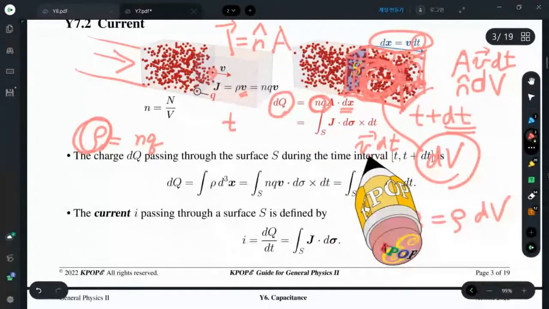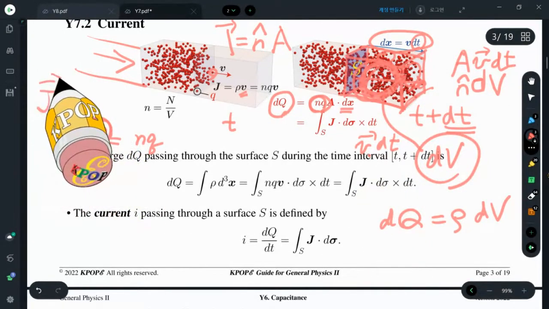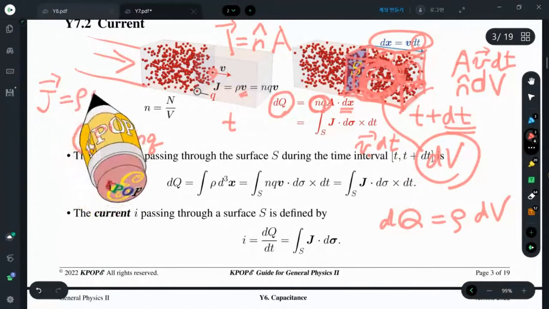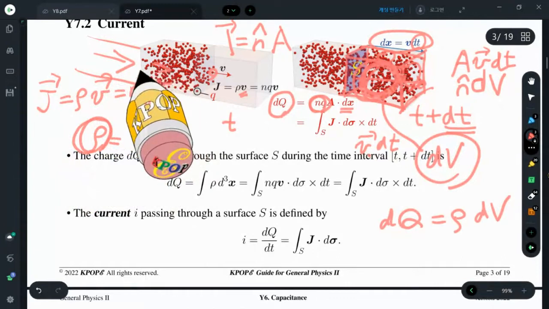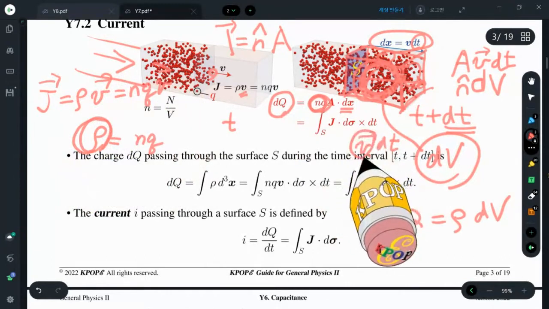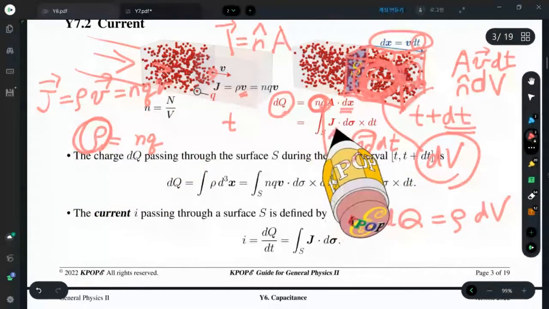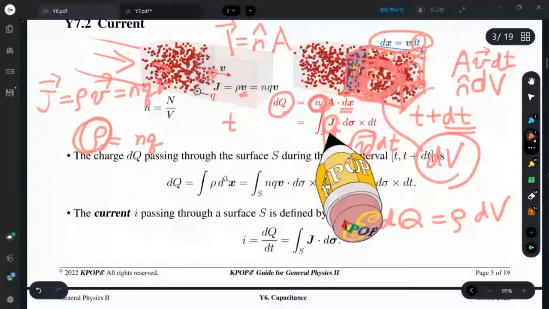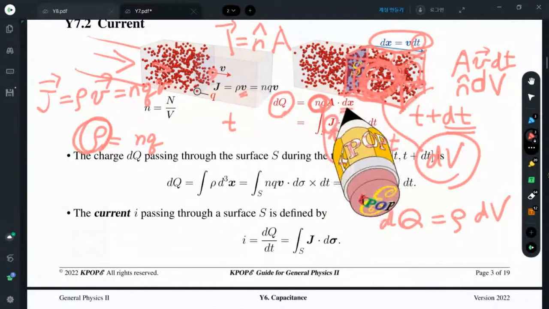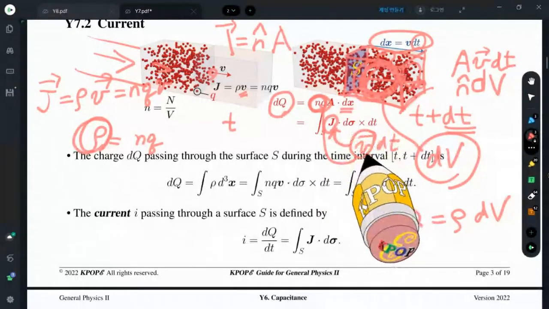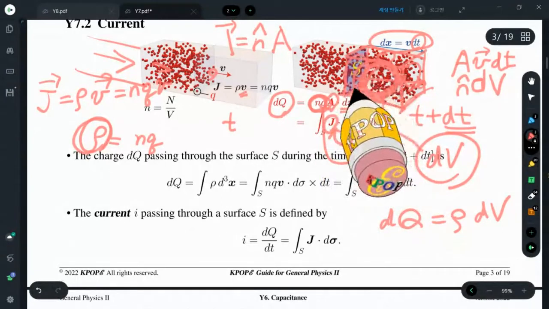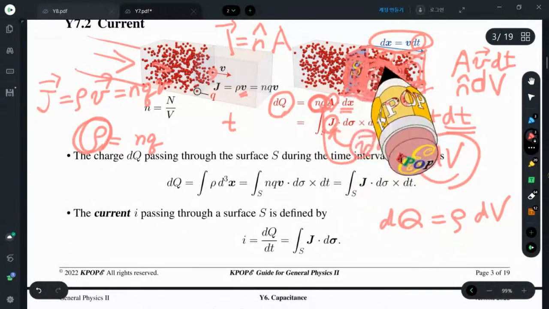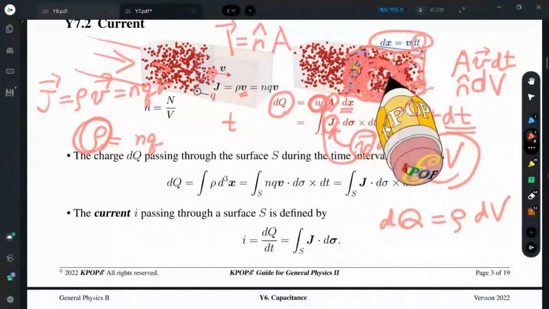Then we recall the definition of the current density. What is the current density? J equals rho v, and rho v is nqv. So we have nq and v. That is the current density J. And dx becomes separated into v dt, and we remember this area vector whose magnitude is the area and whose direction is parallel to the normal vector.